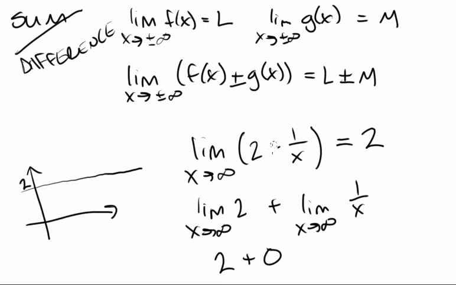So for example, if I change this to that, well, then it's just going to change this to that, and then it's going to change this to that, and this one's still going to be 2, but it's just going to change this plus into a minus. So sum, difference, they work the same way. You can take these polynomial functions or functions with more than one term and split them up into individual limits that are approaching the same value.